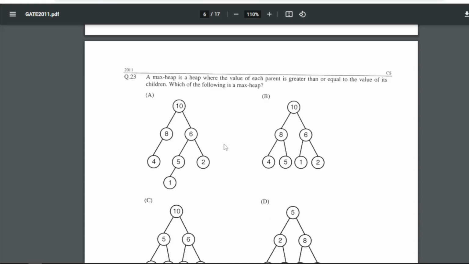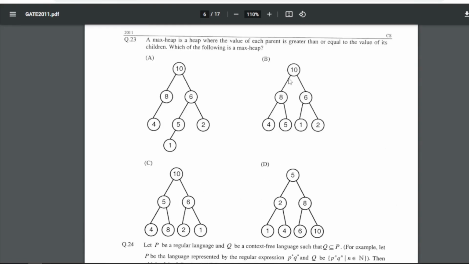23 is, a max heap is a heap where the value of each parent is greater than or equal to the value of its children. Which one of the following is a max heap? So here you have to find the max heap. Then for 23 our answer is B, basically, that is this one. You can see that the max number is here, then the children are less than it; in here as well, max is the root node and the children are here. So B will be the answer.